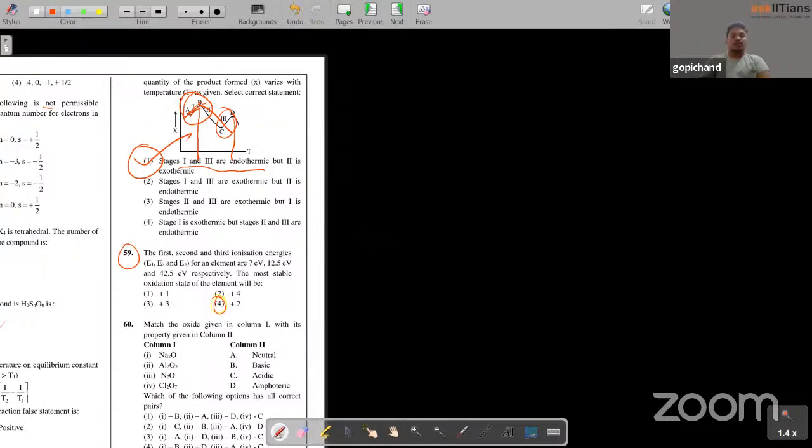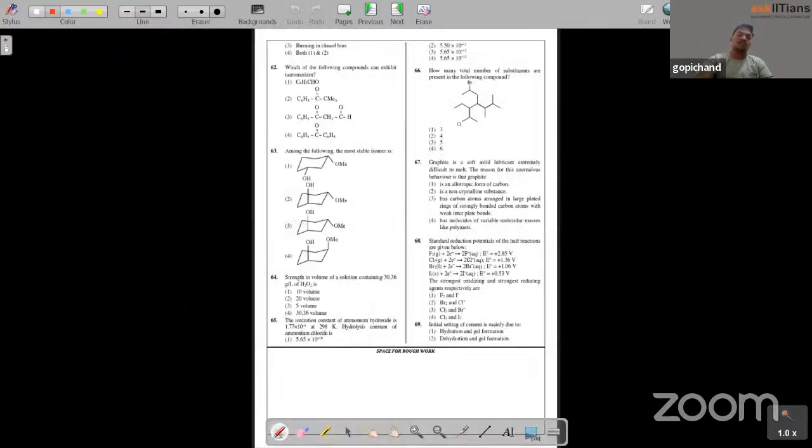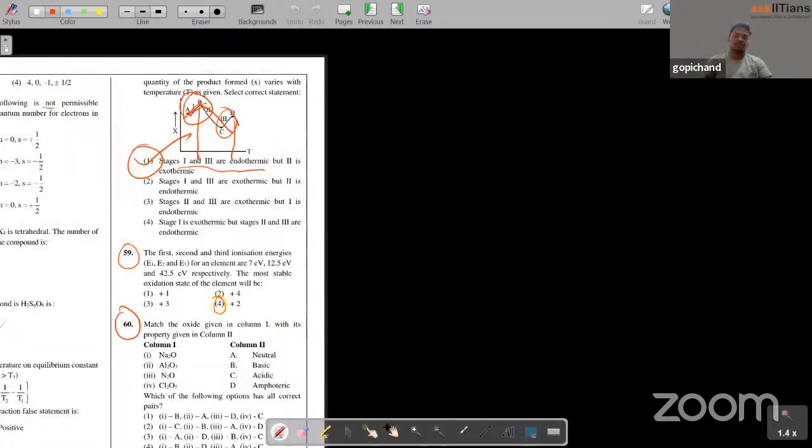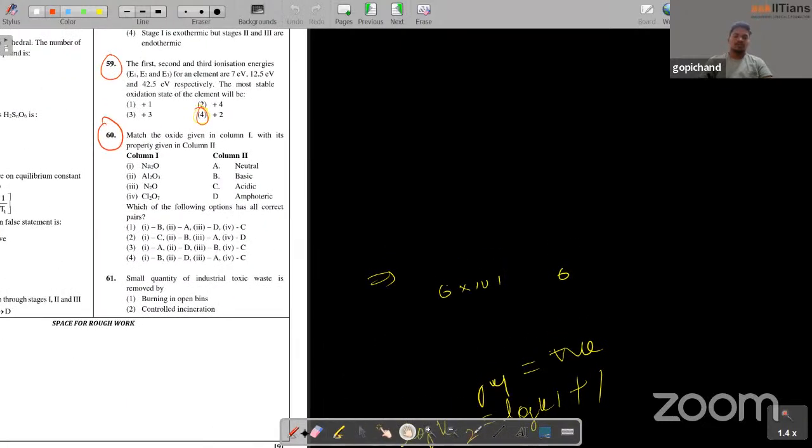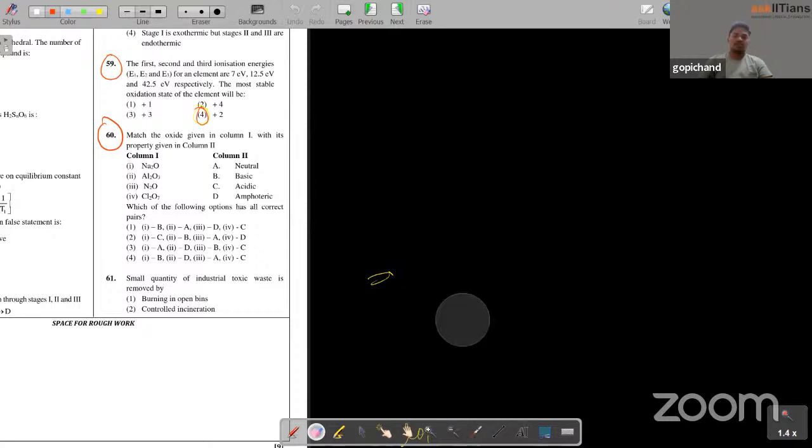Right. Next one, 60th question. This is one of the most important questions. Match the oxide given in column 1 with its property: Na2O, Al2O3, N2O, and Cl2O7. They have given some oxides here, and they are asking which is neutral, which is basic, which is acidic, and which is amphoteric. To do this question, you should know the periodic trends.